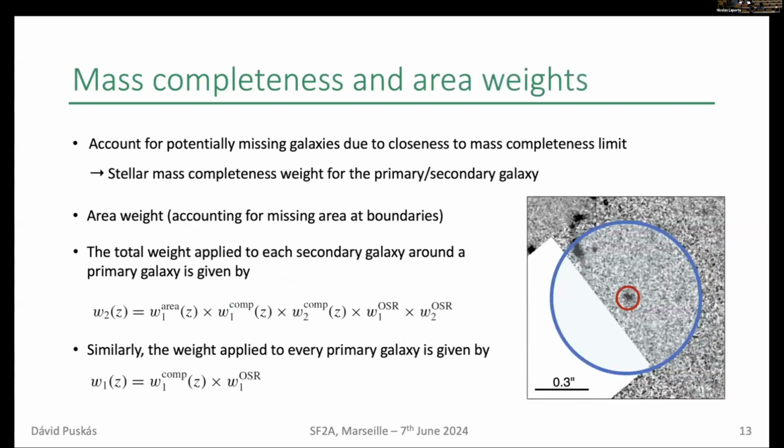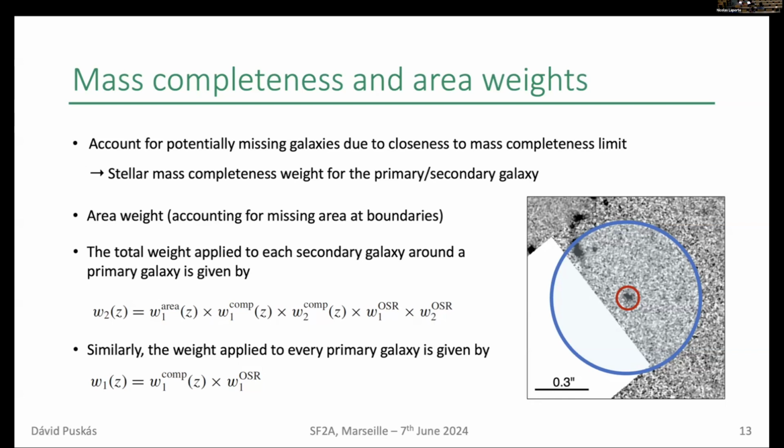Next, we apply a mass completeness weight because, for example, if we have a primary galaxy very close to the mass completeness limit, we will have a very limited space in mass to look for the satellites around it because they will be below the completeness limit. So based on the galaxy stellar mass function, we predict how many galaxies should be around the primary, and based on this, we derive a weight.